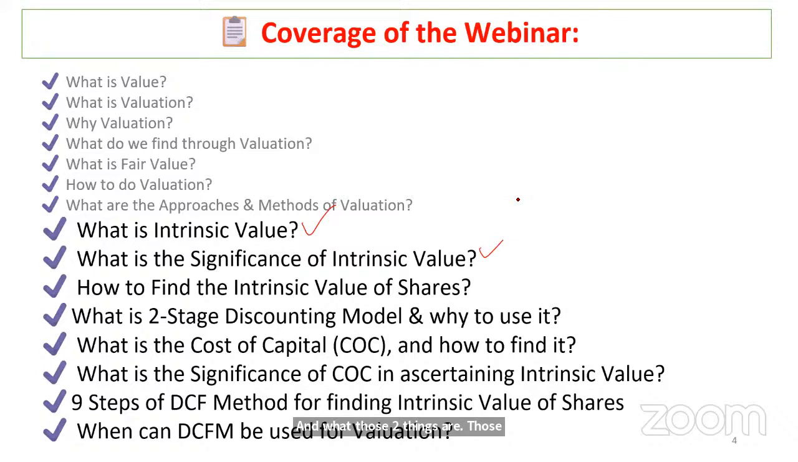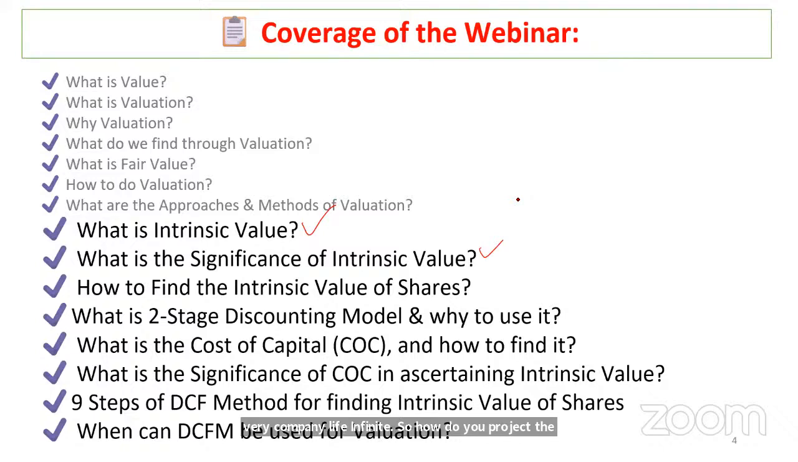Those two things are, number one, for finding out intrinsic value or the real value of an asset by using the discounted cash flow method, we have to use a two-stage discounting model. And why do we have to use a two-stage discounting model? That is because the companies that we are trying to value have a life which is infinity. So if a company's life is infinite, how do you project the future cash flows for infinity? Can you do it?